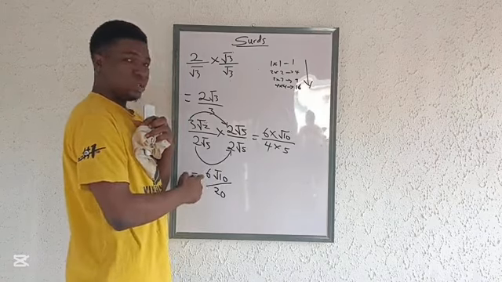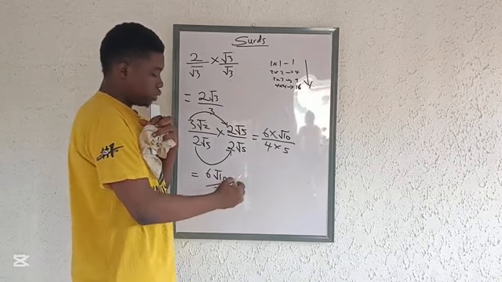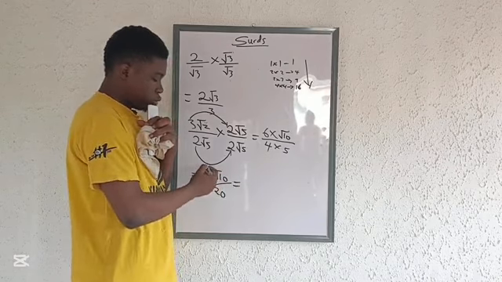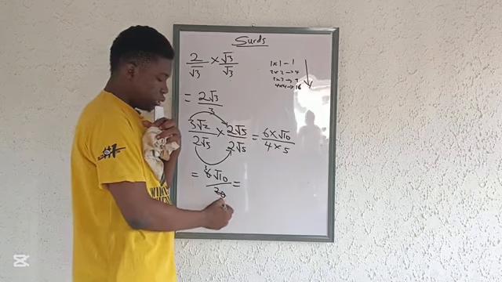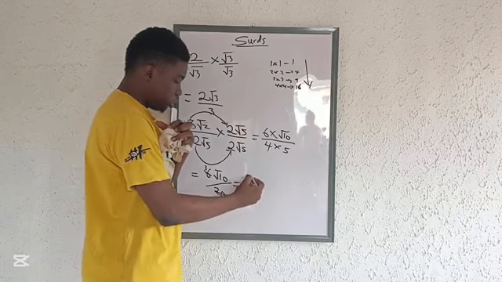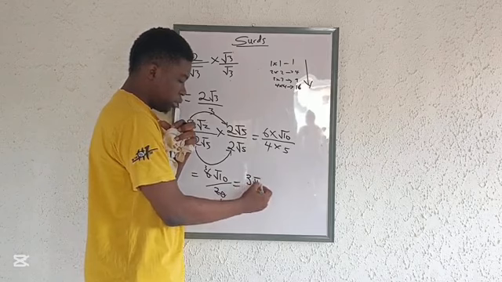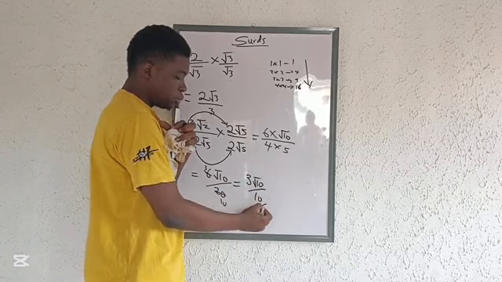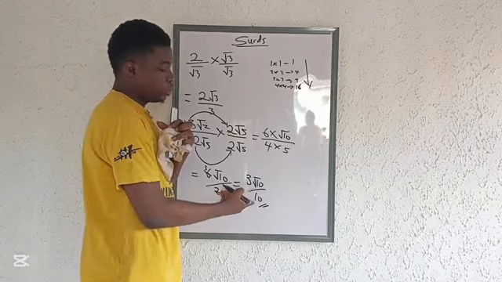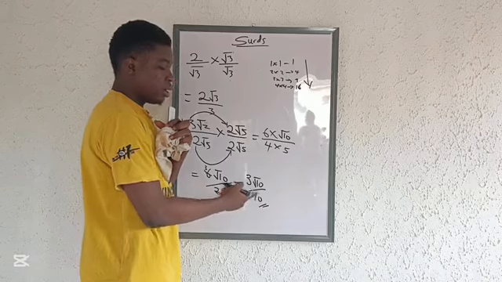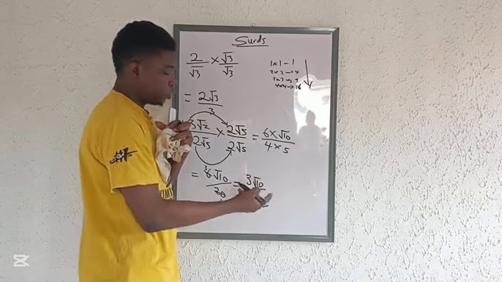Now, because 6 is a whole number, 20 is a whole number, you can still reduce it. 2 will go here, 3, and here, 10. Now, your final answer is what? 3 root 10 over 10. Now you cannot say 10 cancels 10 because this one is 10 as a whole number and this one is 10 in the surd form.